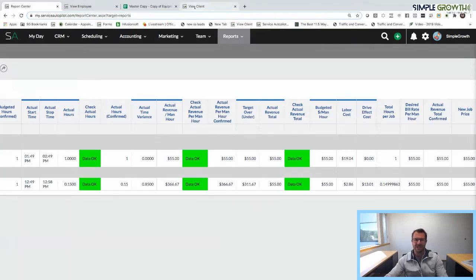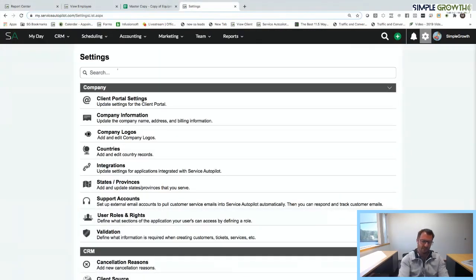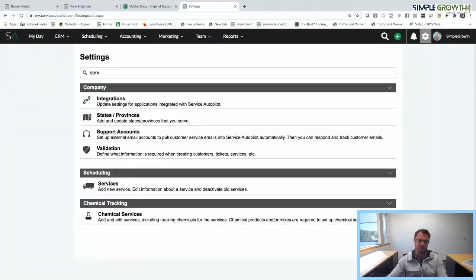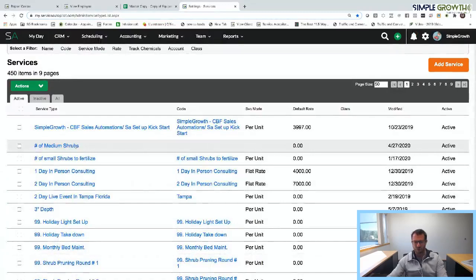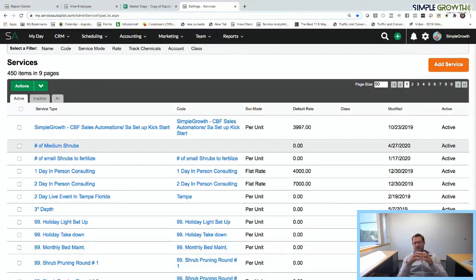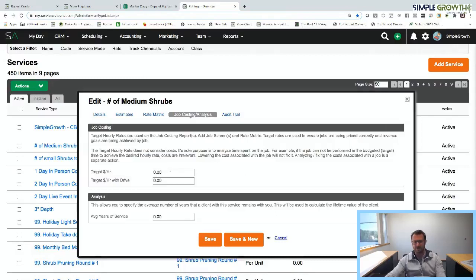In addition, the final piece that I would highly recommend is under the gear icon, Services. A lot of the other reports are going to look for this data. If we have a service, the final tab that you may want to update is the job costing analysis tab. We want to put the target dollar per hour in there on site and a target with drive time. In my instance, I want to be making the same amount of money whether I'm on site or with the drive time on average.